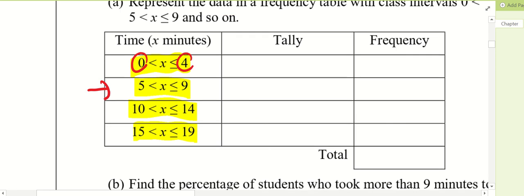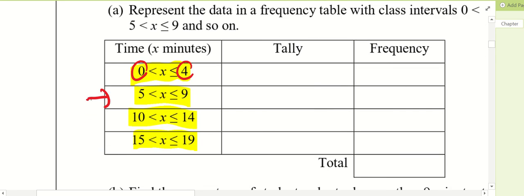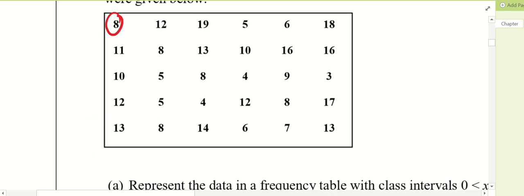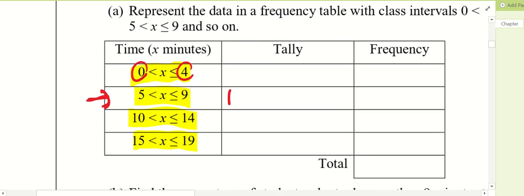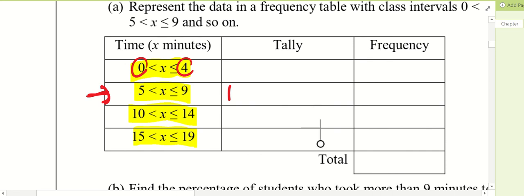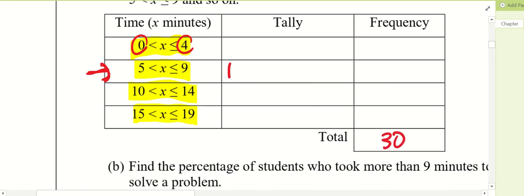So you look at the number 8 minutes, and you know that it falls under this second category here. I have 1 tally over here. So you're going to do so for all the data points until you fill up the tally table as well as the frequency table. Make sure that the total, of course, should be 30. If it's not 30, then something is very wrong, right?